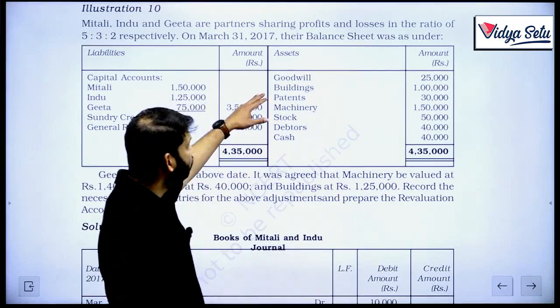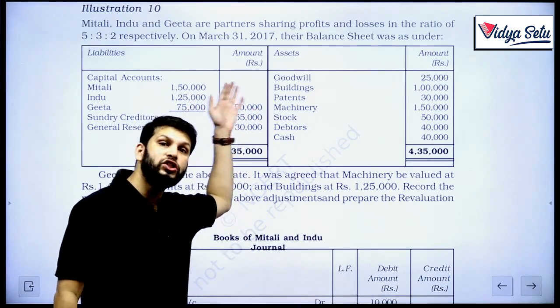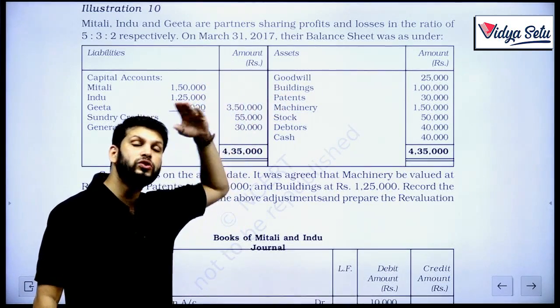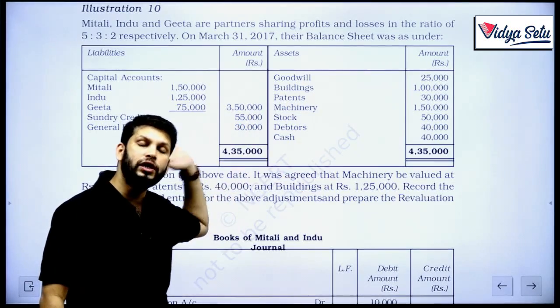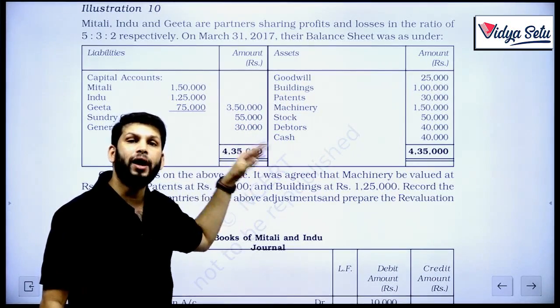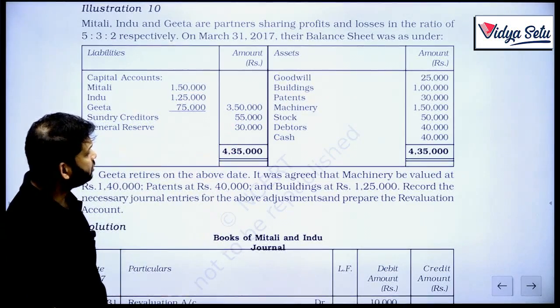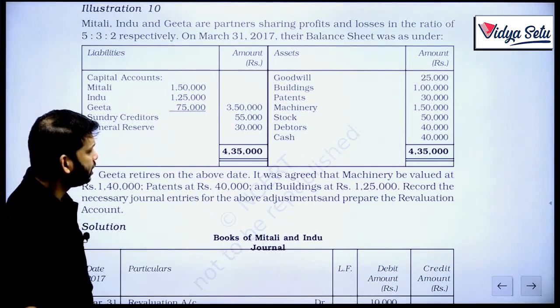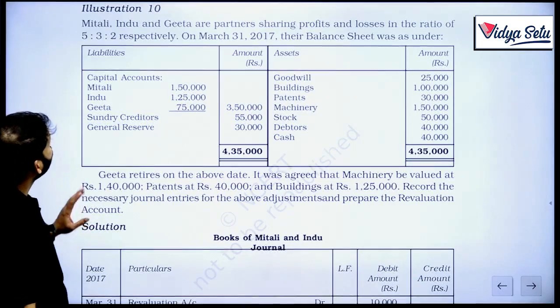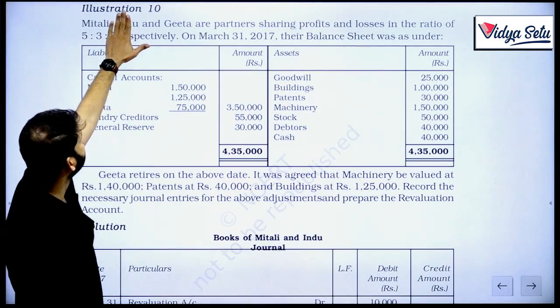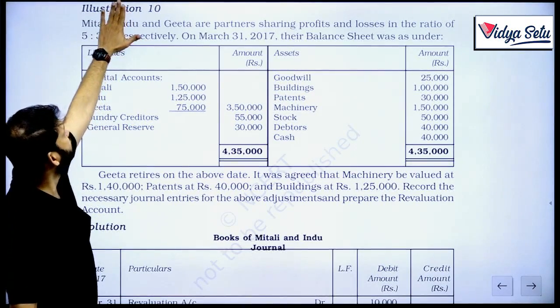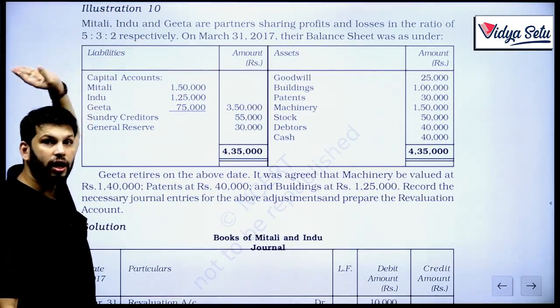Next is goodwill. This is already mentioned, already in the books of accounts. So what we need? We need to write it off. We need to distribute amongst the old partners in the old ratio. Buildings, patents, machinery, stock, debtors and cash. Geeta retires. Who's Geeta? The last one. Okay, so ideally it should be 5:3, the new ratio.